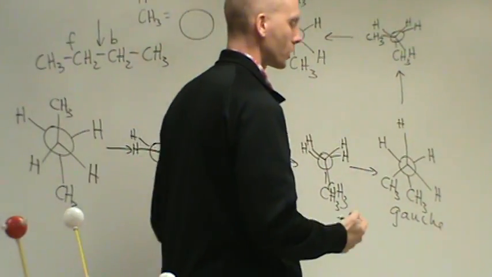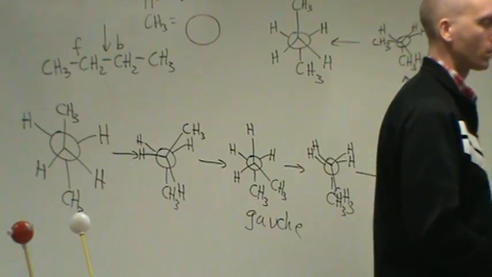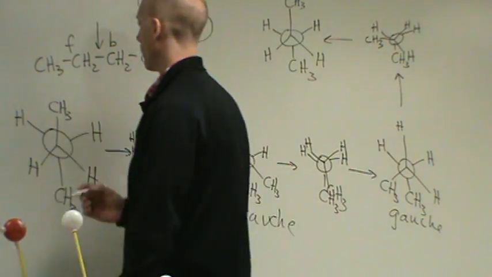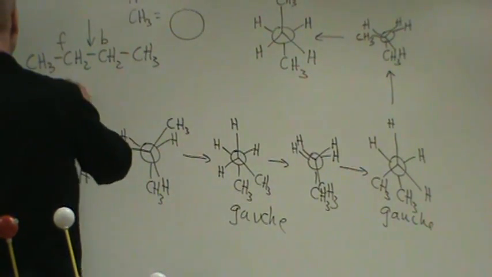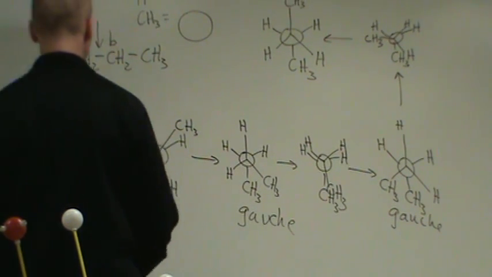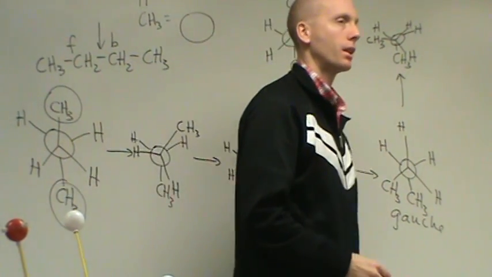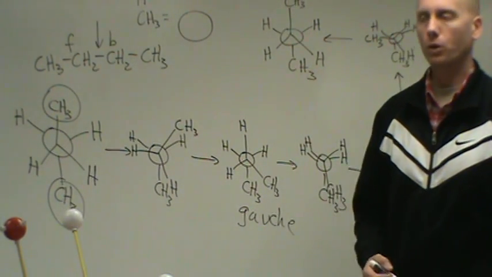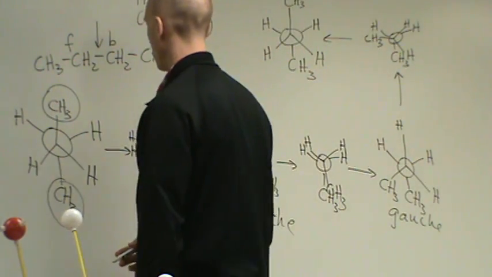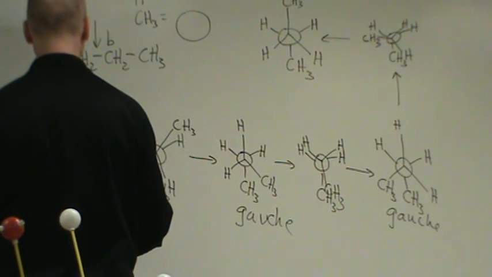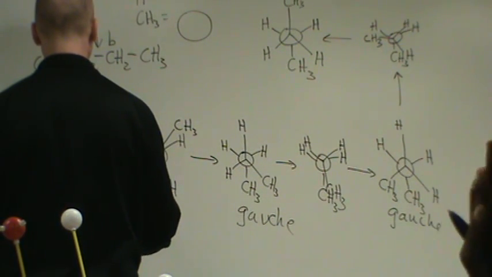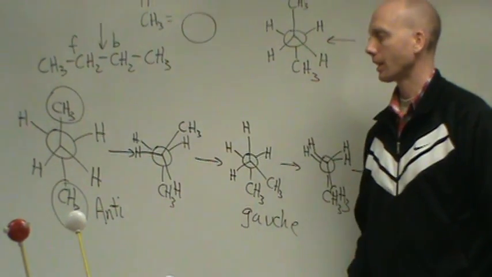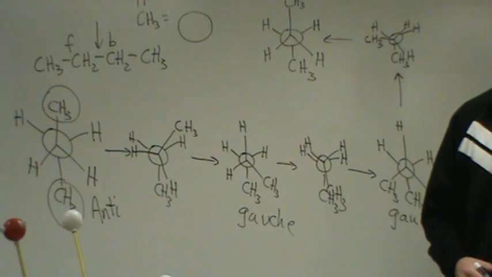So size-wise, this is what we get. If you look here, you have the two big CH3s opposite each other. One word for opposite is what's called anti. So this thing here is sometimes called the anti-conformation.